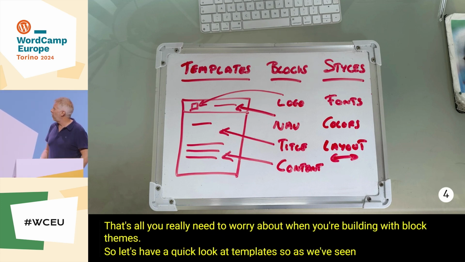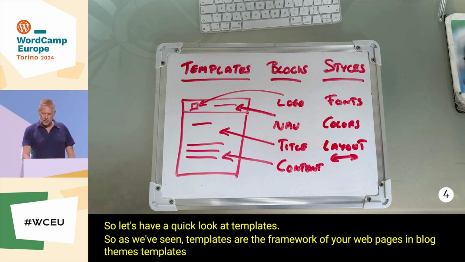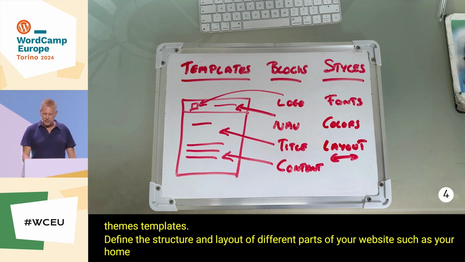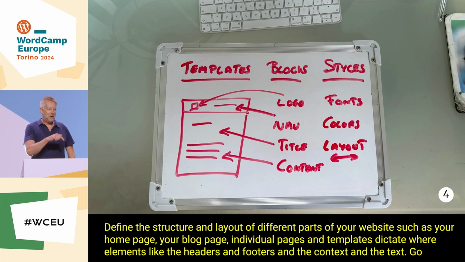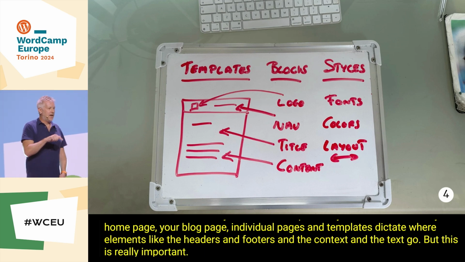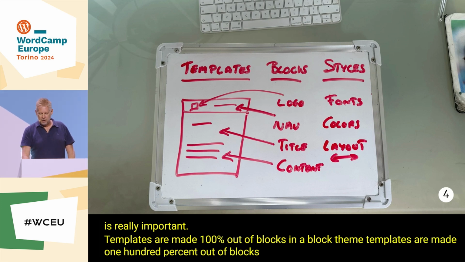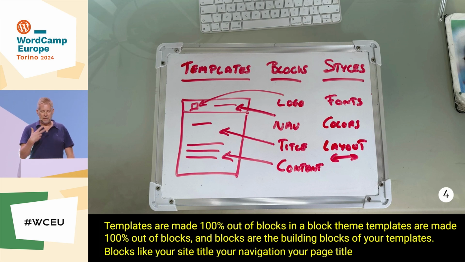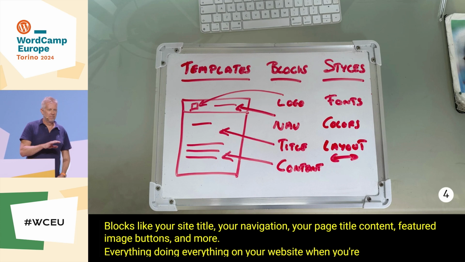So as we've seen, templates are the framework of your web pages. In block themes, templates define the structure and layout of different parts of your website, such as your home page, your blog page, individual pages. And templates dictate where elements like the headers and the footers and the content and the text go. But this is really important. Templates are made 100% out of blocks in a block theme. Templates are made 100% out of blocks. And blocks are the building blocks of your templates. Blocks like your site title, your navigation, your page title, content, featured image, buttons, and more. Everything on your website, when you're using a block theme, is made out of blocks.